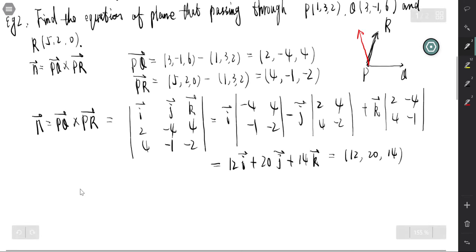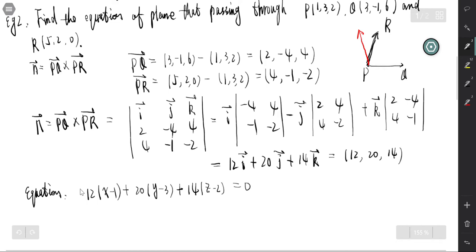We can choose the P. So if we choose P as the P naught, the equation should be 12(x minus 1) plus 20(y minus 3) plus 14(z minus 2) equals 0. That's the point-normal equation.